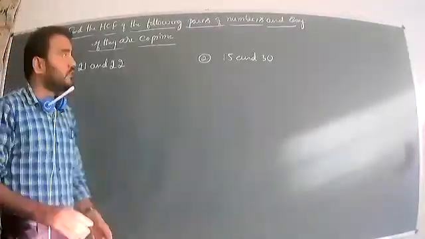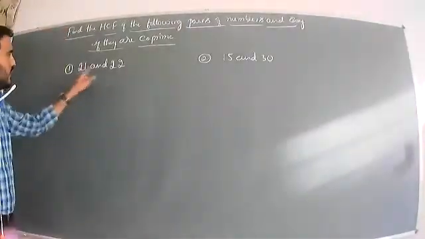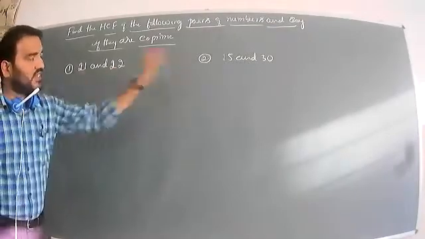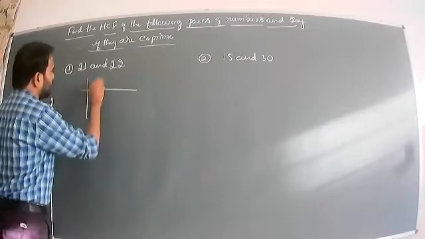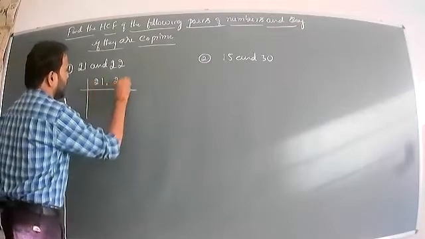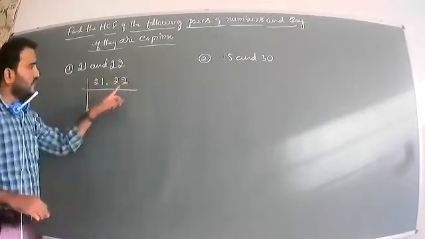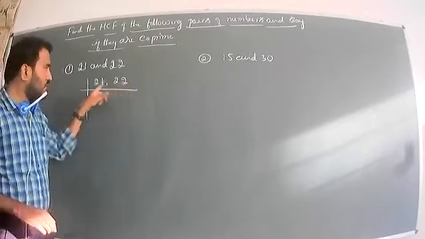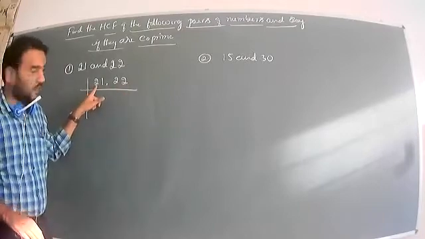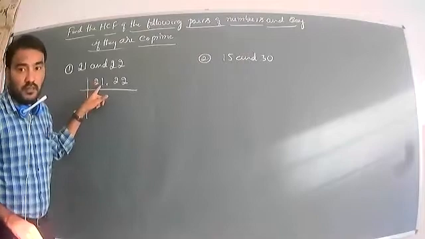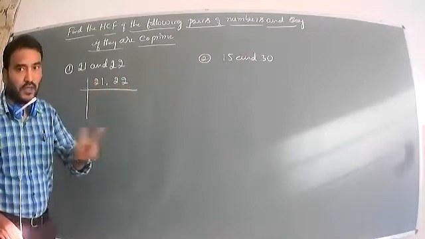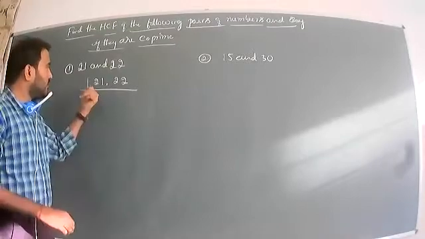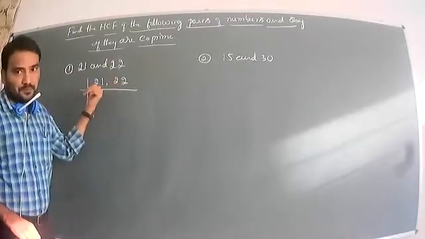Now these are the examples: 21 and 22, 15 and 30. Okay, first we take the division method, dividing the numbers 21 and 22. Check it. Guruji, this is an odd number, this is an even number, this is an odd number. Is it right? This number is divided by 3, but this number is divided by 2.